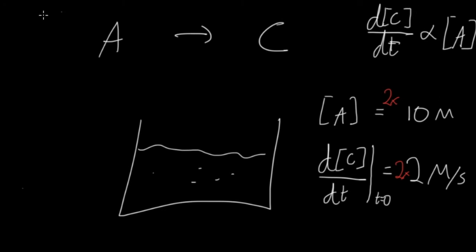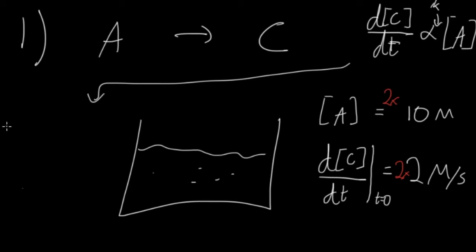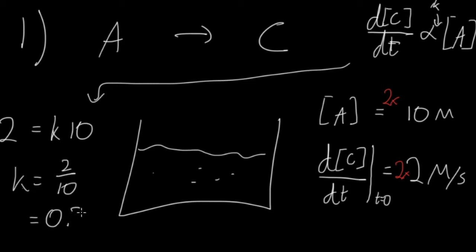So this is the most simple example. A goes to C. There'll also be a coefficient of proportionality, which will be found empirically, which we might call K here. So in this example, it would be 0.2, because when the concentration of A is 10 molar, the rate of reaction is 2. And so if we write that out over here, 2 is equal to K times 10. So K equals 2 over 10, which equals 0.2.